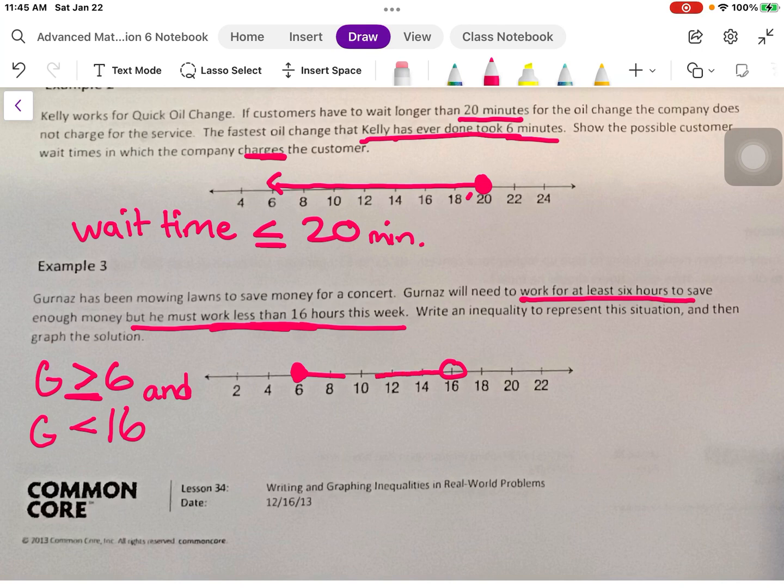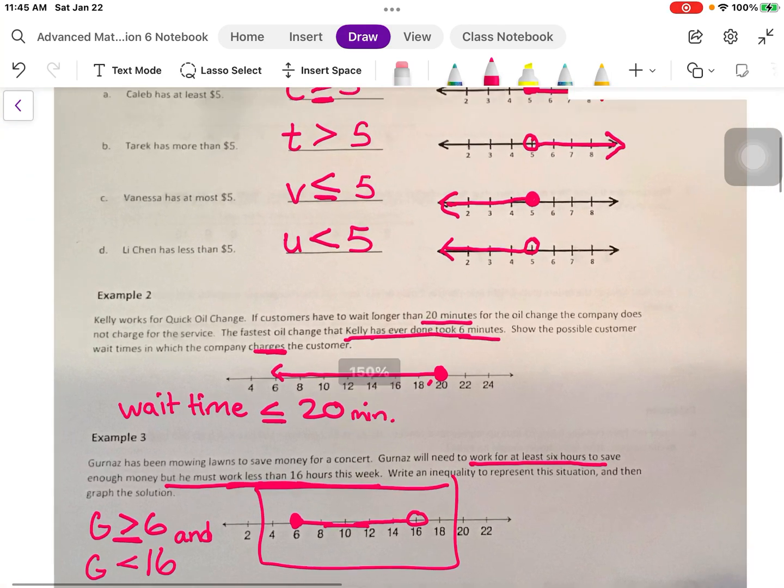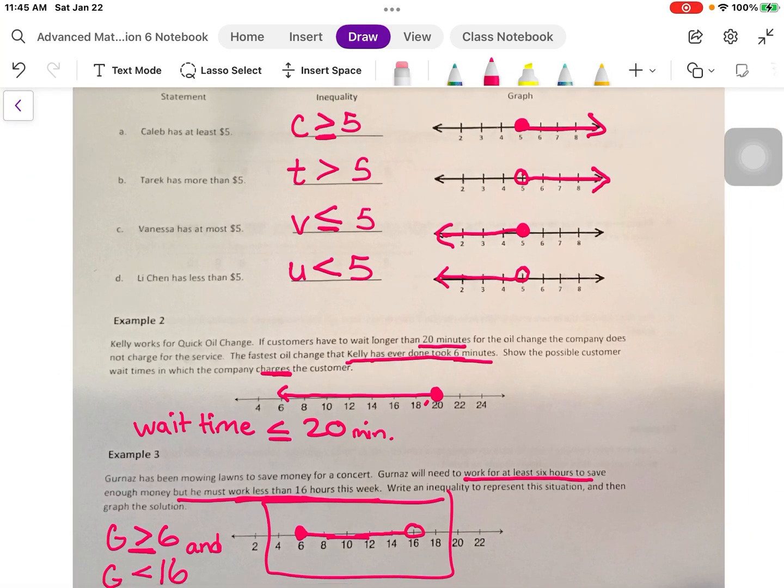Well, if this one has to be less and the other one has to be more, that means I can connect the line. So the graph is actually going to look like this. This is the sweet spot, the amount of time that Gurnaz will work somewhere in there in order to get enough money for his concert. All right, so we took some statements and graphed them.